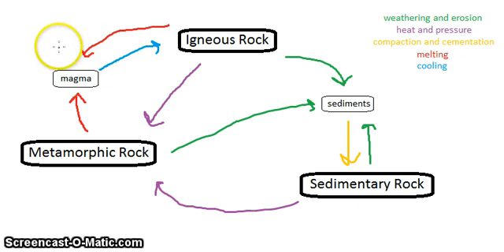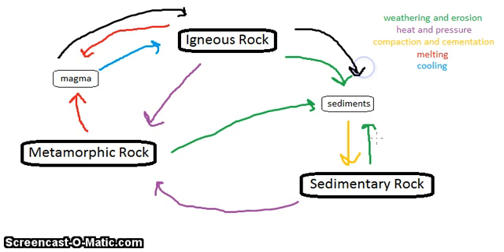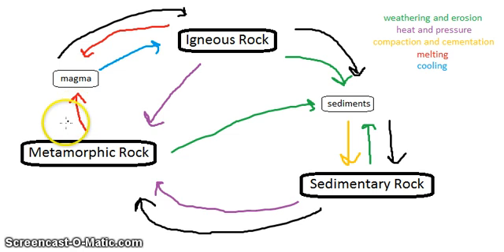Starting with magma, magma can cool to form igneous rock. Igneous rock is then weathered and eroded, forming sediments, which under compaction and cementation form sedimentary rock. Sedimentary rock then undergoes heat and pressure, forming metamorphic rock, which then can be melted back into magma, completing the rock cycle.